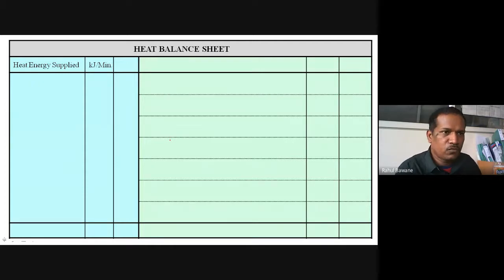If it is asked to find the heat balance sheet on an hour basis, we will write kilojoule per hour. If it is asked on a second basis, kilojoule per second, and kilojoule per second can be called kilowatt. So many times it is not asked in kilojoule per second, it is said to find the heat balance sheet on the basis of kilowatt. And the third column is percentage. How much is the percentage? So this is our first half where we give the detail of heat supplied.